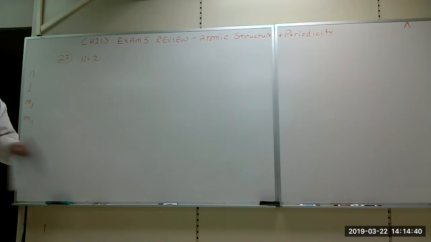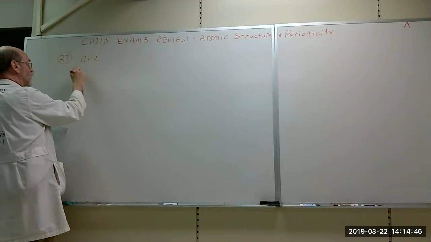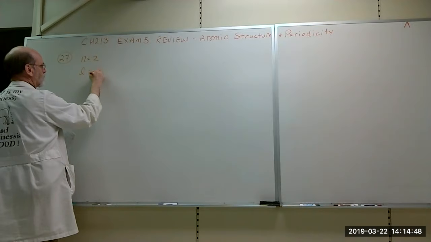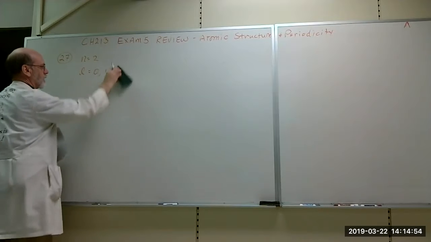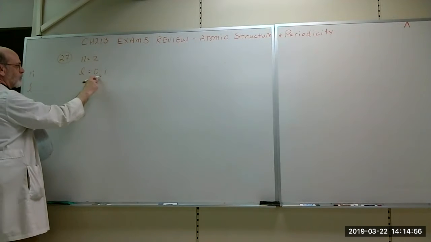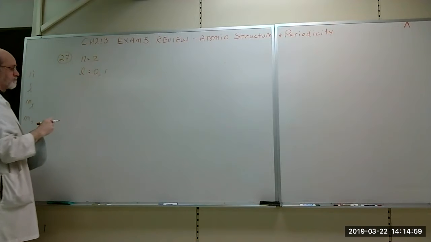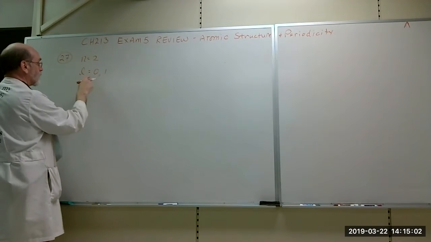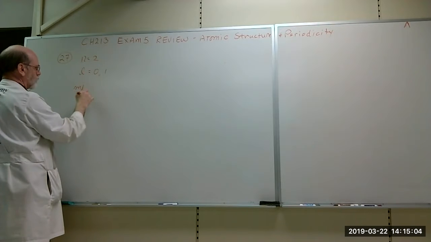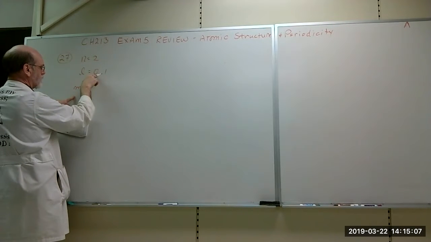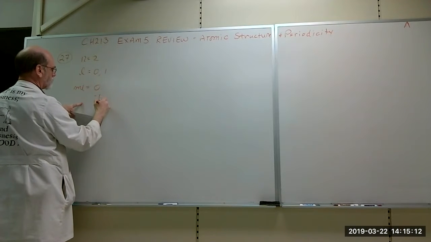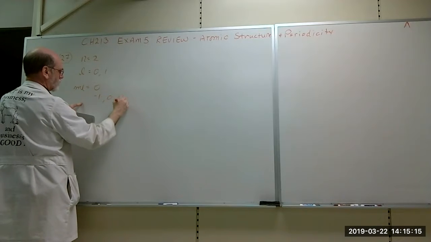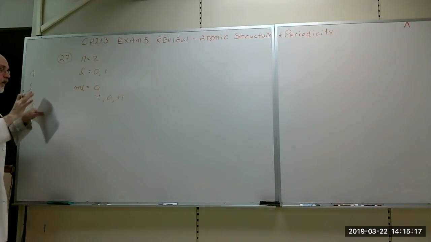So we want to know all the orbitals at the n level. So for n equals 2, l will equal 0, 1, or 2. No, I'm sorry, 0, 1. Okay? So then the m sub l will have two possibilities. This one can be 0, or it can be -1, 0, +1. So that's all the orbitals.